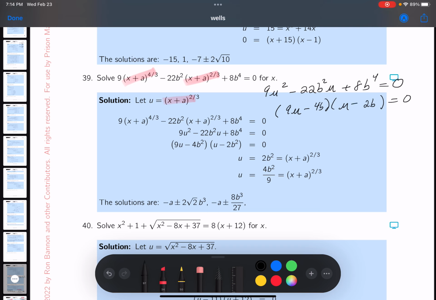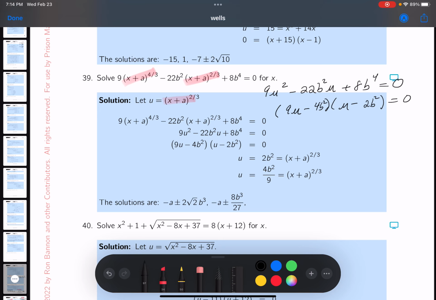Let me put on what I mean by that. 9u times u is 9u squared. You get the 8b^4, whoops, not true. I got to put the square there. Sorry about that. You get the 8b^4 and, let's see, you get minus 18, minus 4 is minus 22, b squared u. Works beautifully.